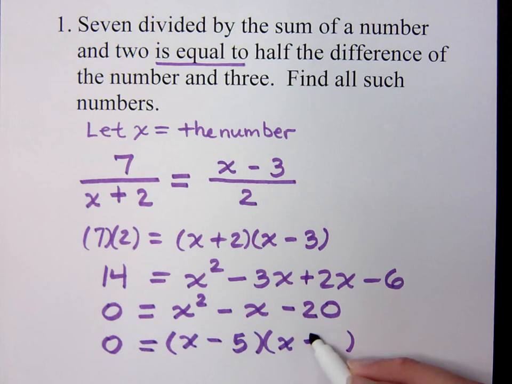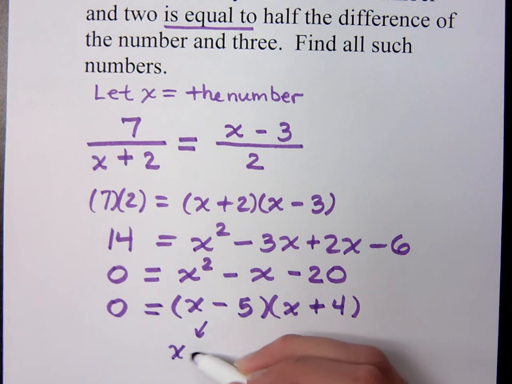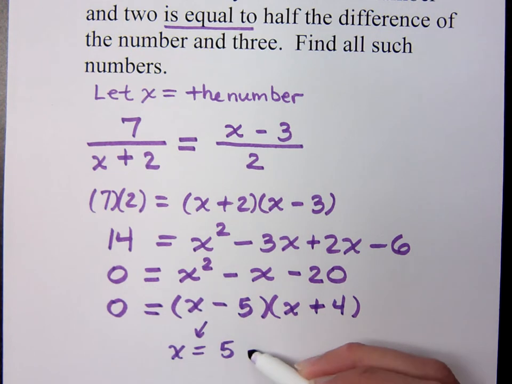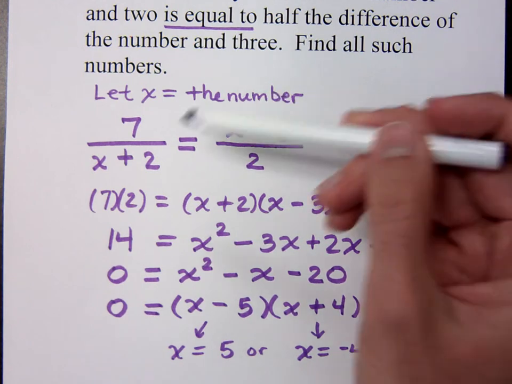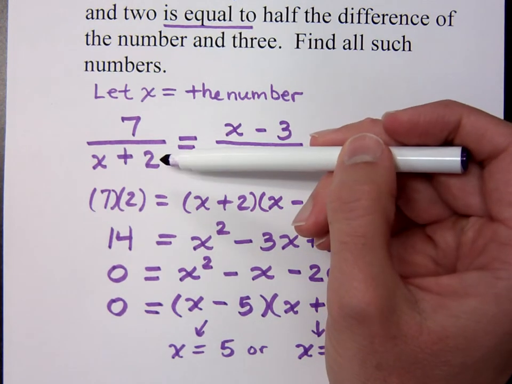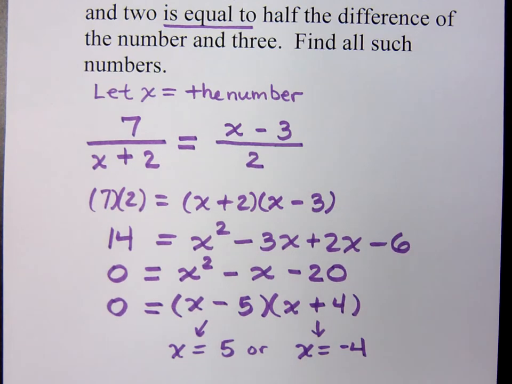So x equals 5, or x equals negative 4. Do y'all agree? Yes. Did we run into anything that would have been an extraneous solution? No. The only one I had to worry about was this one. So as long as x doesn't equal negative 2, we're okay with that.